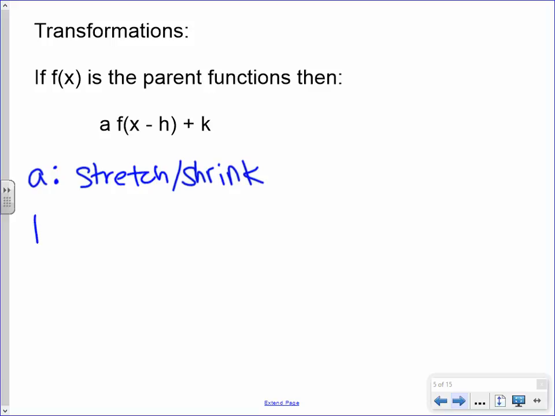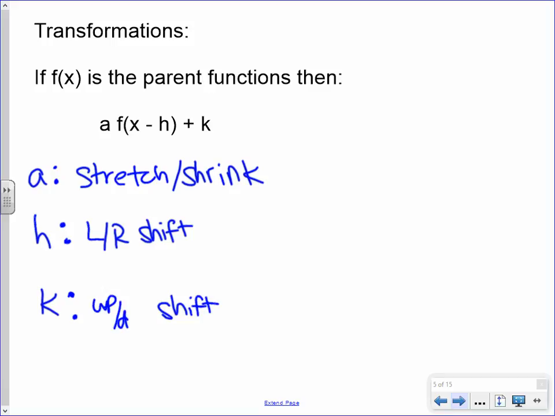Pod 2, H. Okay. Pod 3, K. I kind of like that explanation. Okay. Changes your y-intercept. Okay. We could also describe K as what kind of a shift? An up or down shift, okay? Which is going to affect your y-intercept, okay? Very good. K is not going to be your y-intercept, though.